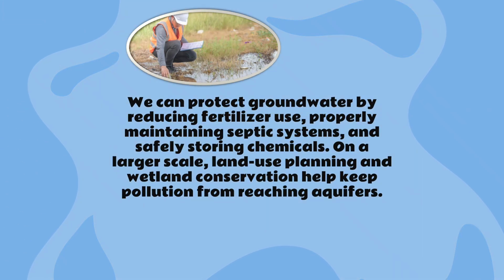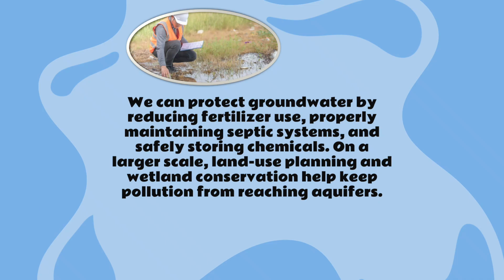We can protect groundwater by reducing fertilizer use, properly maintaining septic systems, and safely storing chemicals. On a larger scale, land use planning and wetland conservation help keep pollution from reaching aquifers.